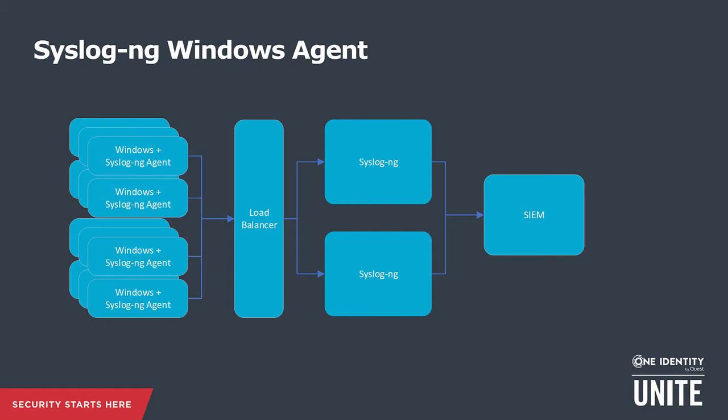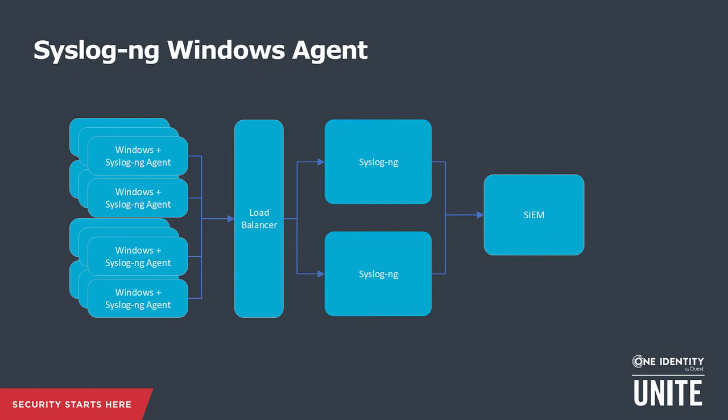So this slide here, what you're looking at is a basic diagram on how you would use the agent to collect logs from a Windows environment. On the left, you have your various data centers and offices where the agent has been deployed, and they're all streaming logs to Syslog NG Premium Edition. Here we're using a load balancer in the middle there, so we can have multiple Syslog NG nodes for redundancy.